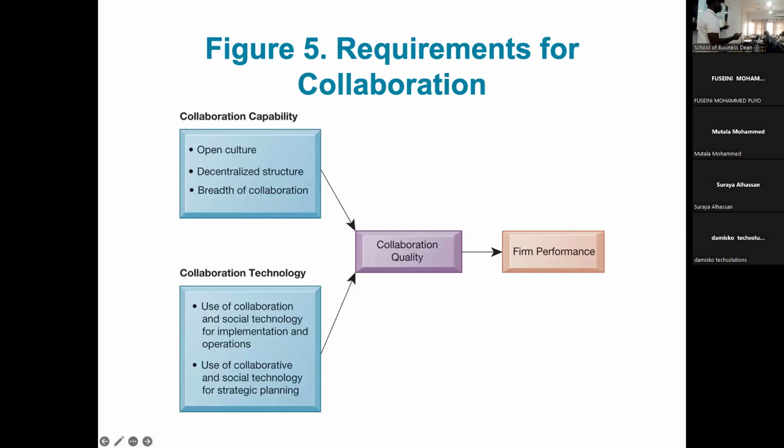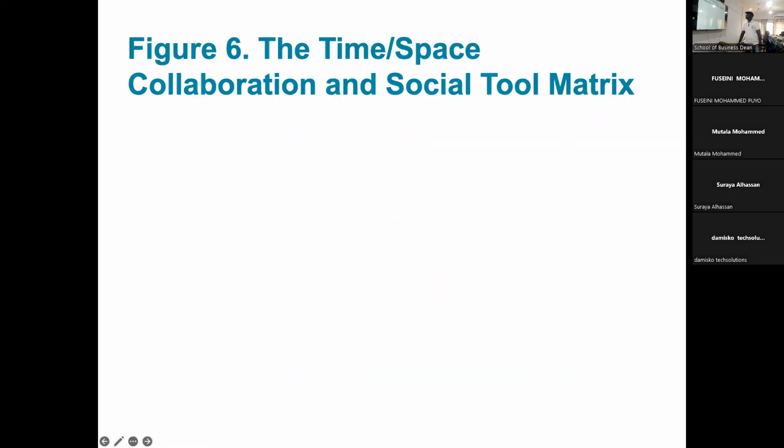So we are saying that when these two are present, when an organization has the capability in terms of open culture, decentralized structure and whatnot, and the technology, the quality of collaboration will be high. And that can lead to what? Increased firm performance. Last one. So let's look at this.